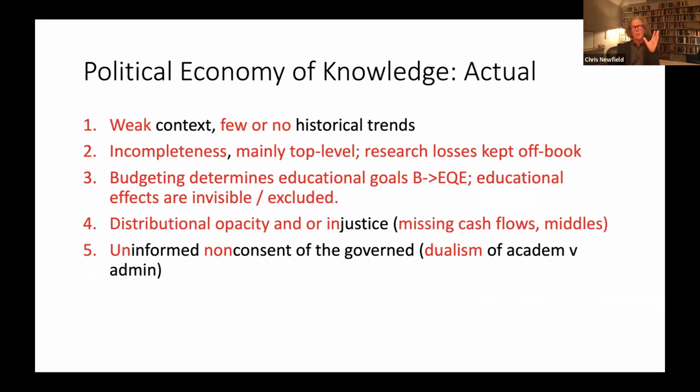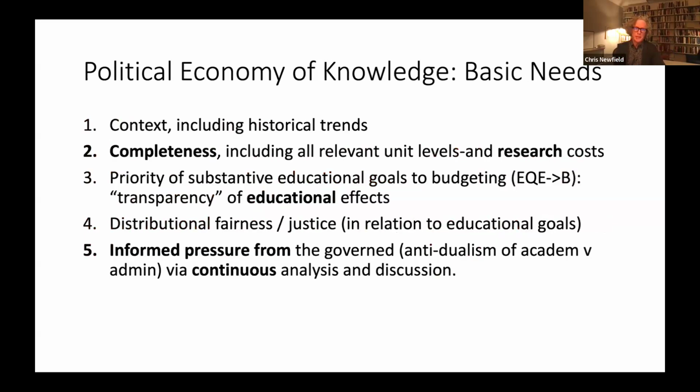Okay, so what we have actually is this, rather than what we need. Weak contest, incompleteness, research losses not correctly booked, budgeting driving education, distributional opacity, likely injustice, but it's covered up, so we can't have a proper conversation about it, and then uninformed non-consent of the governed as the default situation, in spite of the efforts of events like this and the people that are participating in it.